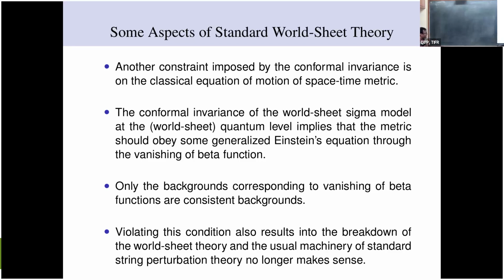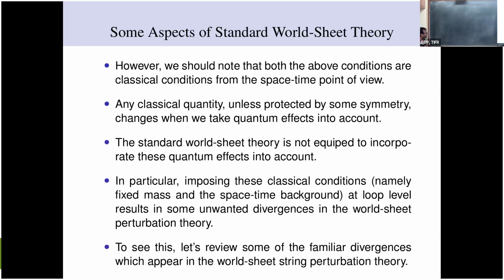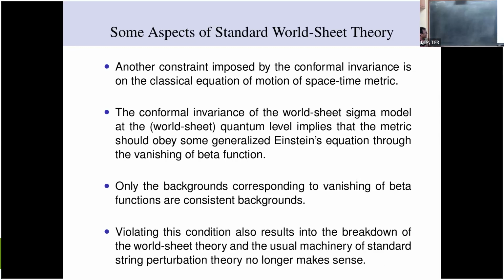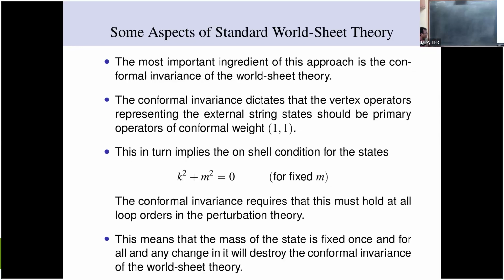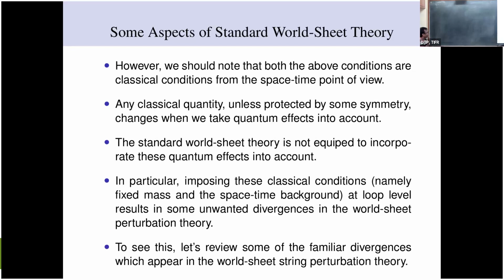But there are many instances where you might want to relax this condition. Both the equation of motion and the on-shell condition are classical conditions from the space-time point of view. But any classical quantity, unless protected by some symmetry, must change when we take quantum effects into account. In general, you can compute the corrections coming from string loops.